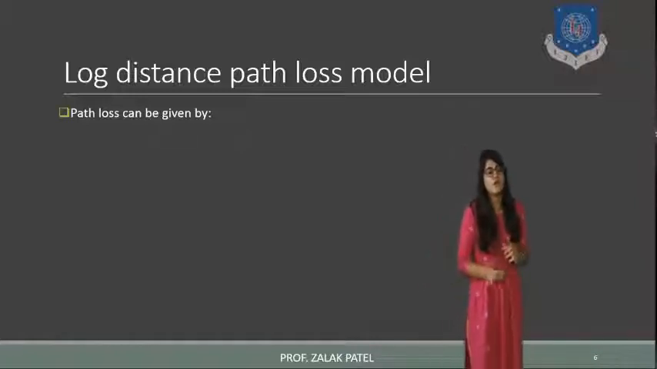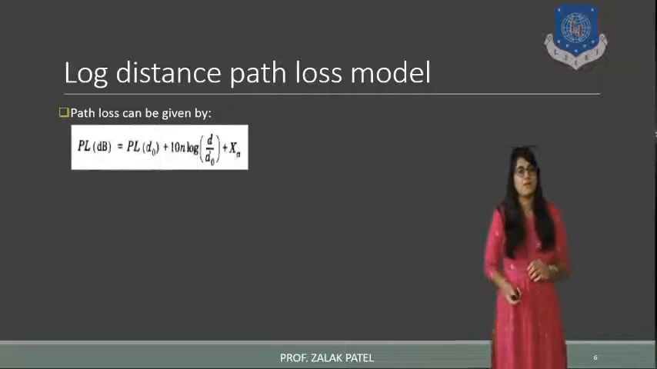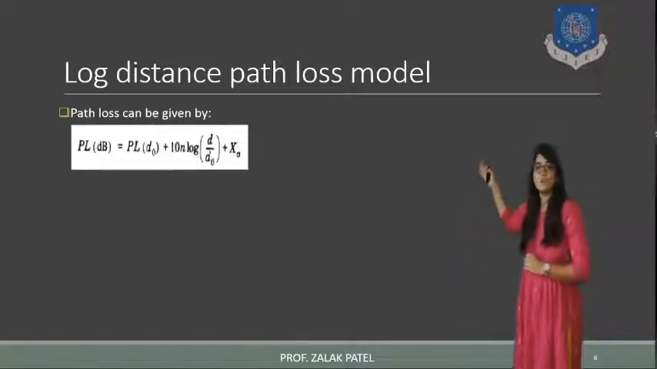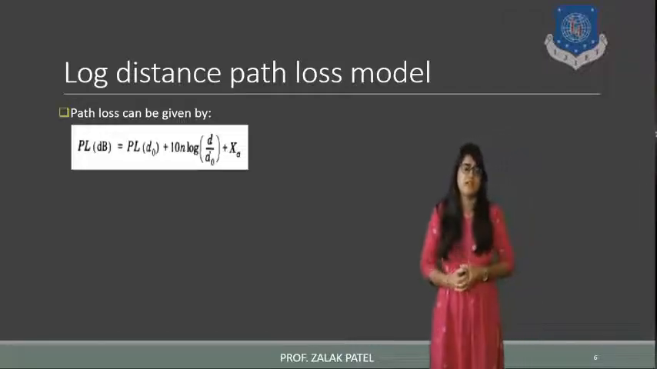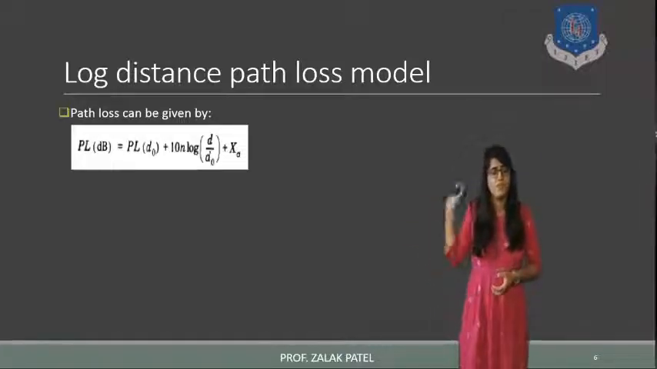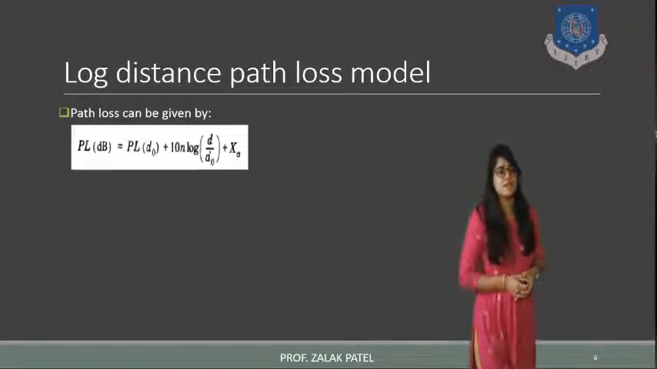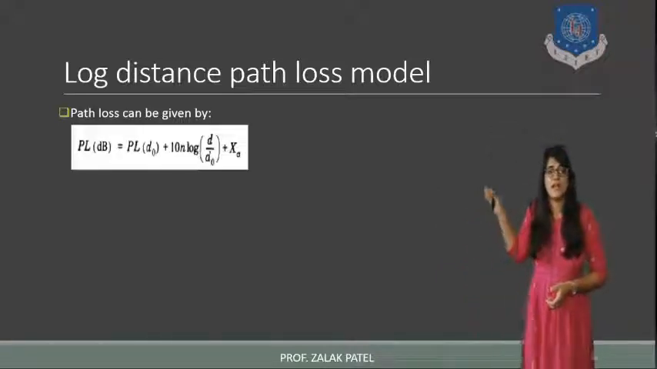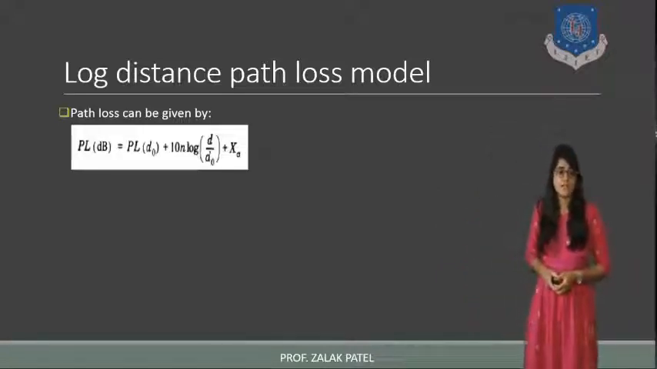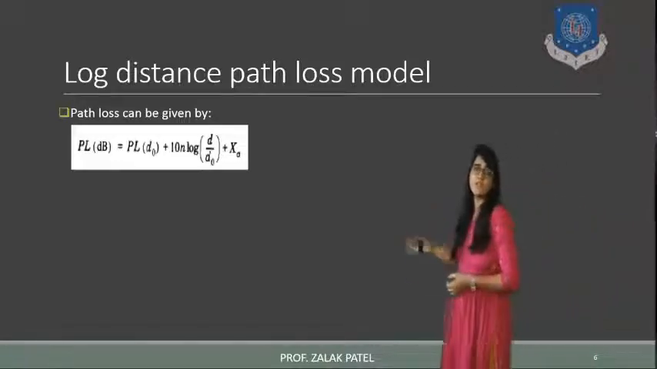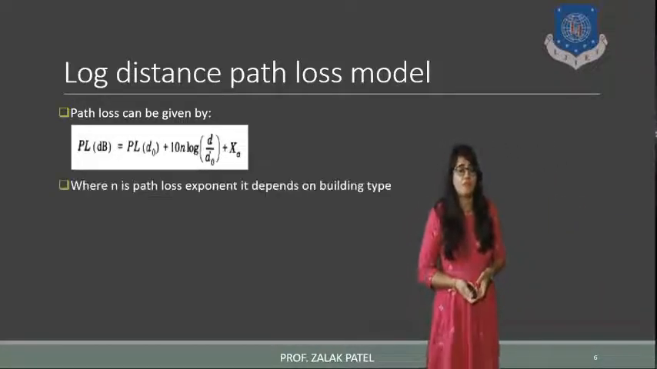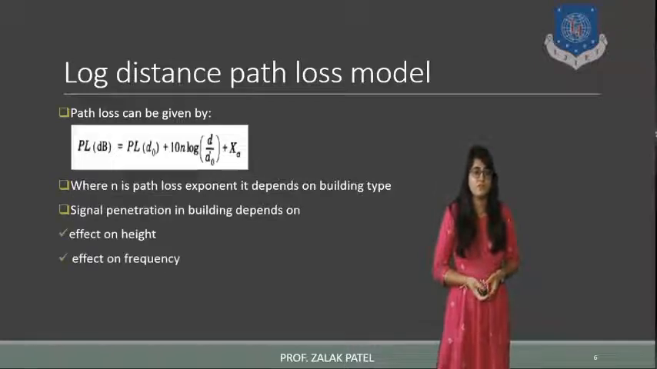So based on this formula, we can calculate the path loss, that is given by path loss at d0 plus 10 n log d by d0 plus X sigma. Path loss at d0 means it is a reference distance, and small n is your path loss exponent, d is the distance between transmitter and receiver, d0 is the reference distance, and X sigma is your Gaussian function.